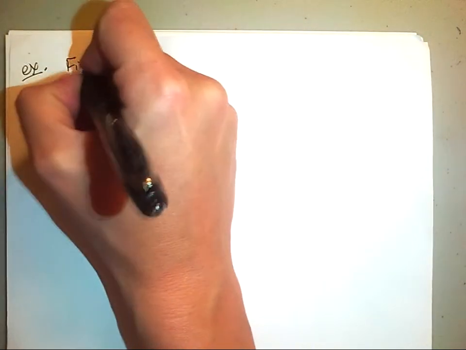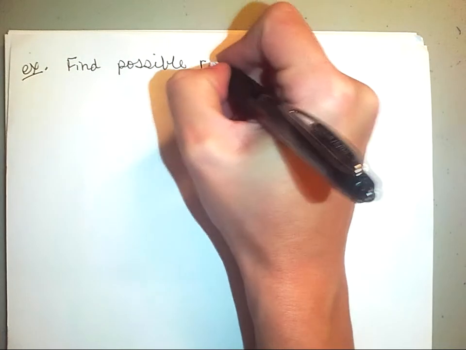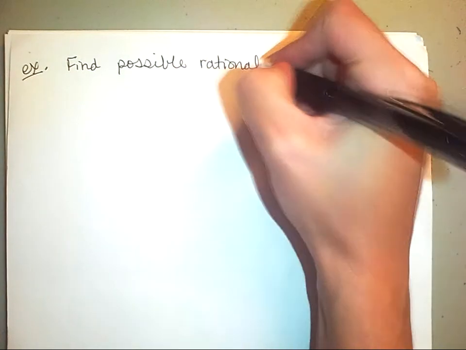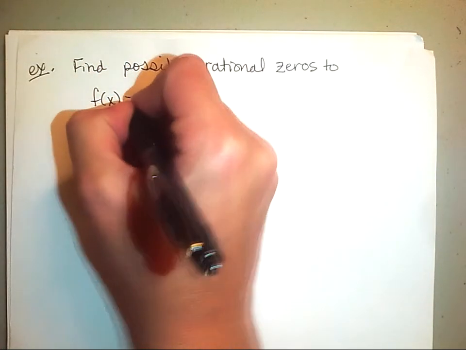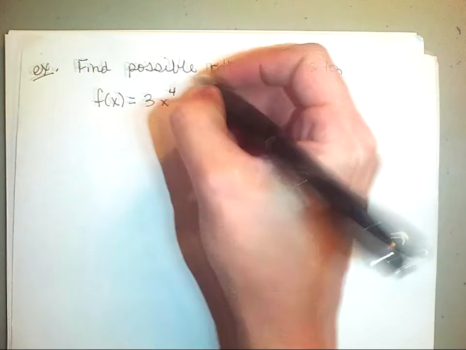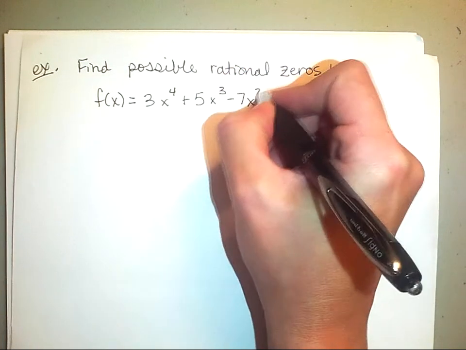Now it doesn't guarantee that they actually will be zeros, but here are the possible ones. Let's find the possible rational zeros to f of x is equal to 3x to the fourth plus 5x cubed minus 7x squared plus 6x minus 6.